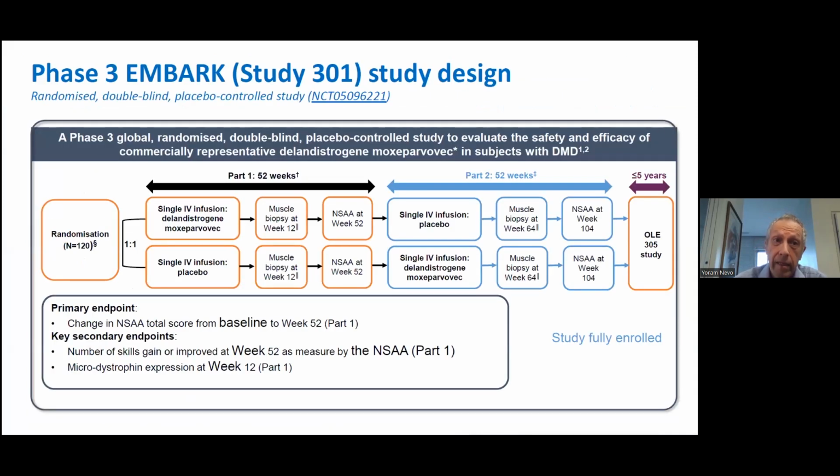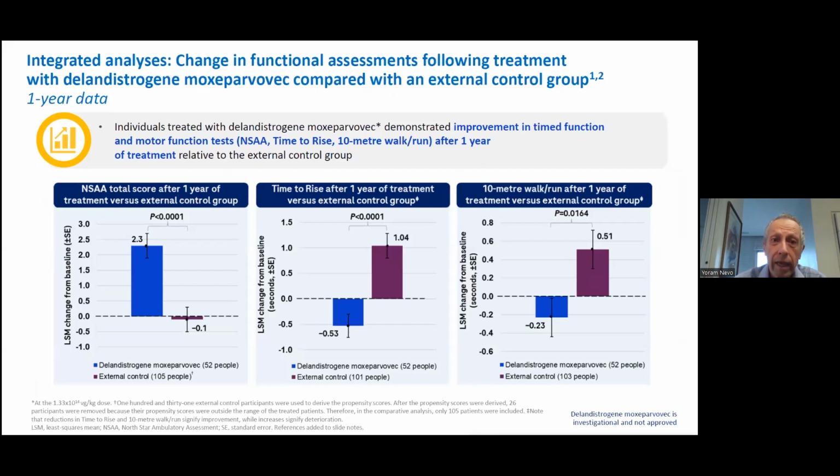For this, they did a phase 3 double-blind study where they recruited 120 patients. Again, half of them get the injection in the first year, half of them will get it after the second year. This is fully enrolled. We don't have any published or presented data yet from this study, but we know, as I'll inform you, that they did submit the results to the FDA. Next slide, please. We don't have the results of the phase 3 study.